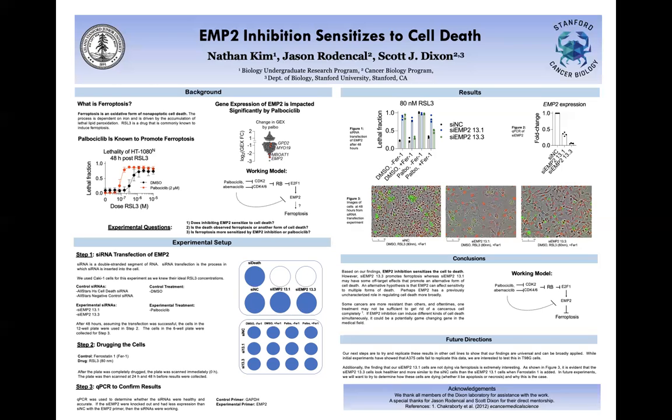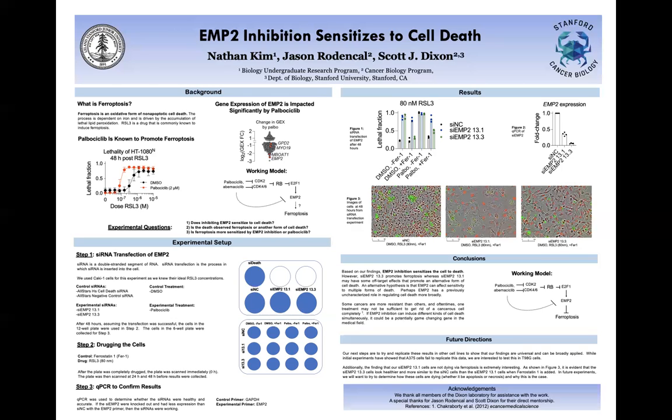However, you can see that while the black and the green bars are extremely low, meaning that those cells aren't dying, the blue bar, the siEMP2 13.1 cells, are still dying, which tells us that for whatever reason, the siEMP2 13.1 cells are dying by some other means other than ferroptosis. Whether this be apoptosis, or some other form of cell death, that's one very interesting result that we found.